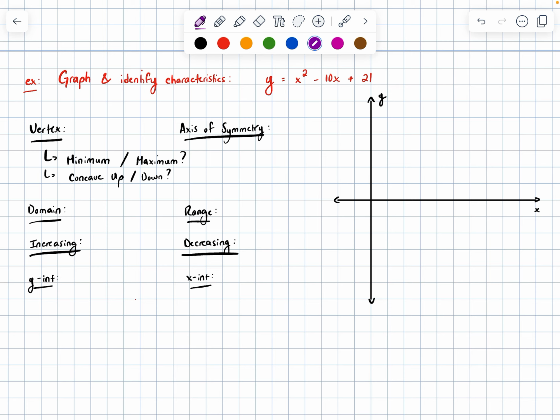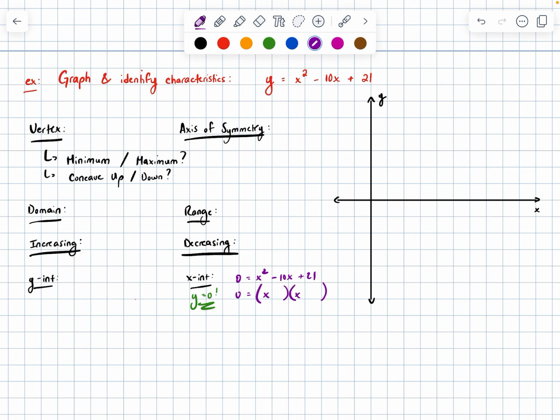So first up here, y equals x squared minus 10x plus 21. It's in standard form, which means I probably want to factor it to get my x-intercepts. The way I find my x-intercepts is by making y equal to 0. So here 0 is going to be equal to x squared minus 10x plus 21. Notice this is a quadratic trinomial, so I'm going to set up my 2 parentheses.